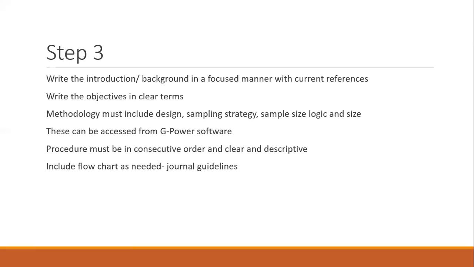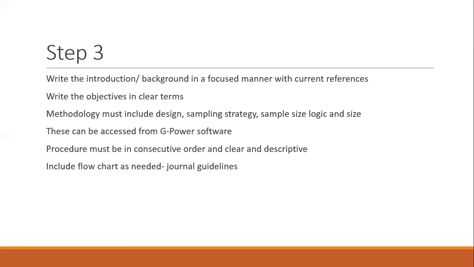Write the objectives in clear terms. Objectives are always measurable. So write your objectives in clear, measurable terms. Methodology must include design, sampling strategy, sample size, as well as data analysis. Sample size can be assessed from G-Power software quite easily. Procedure must be in consecutive order and clear and descriptive.